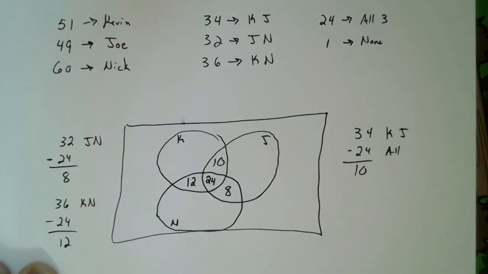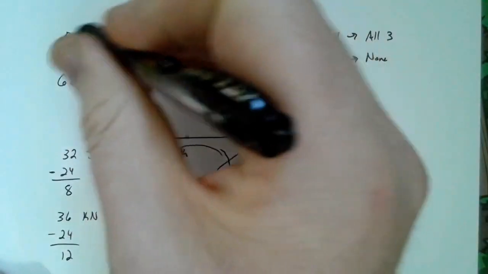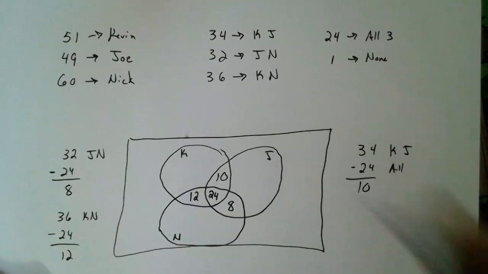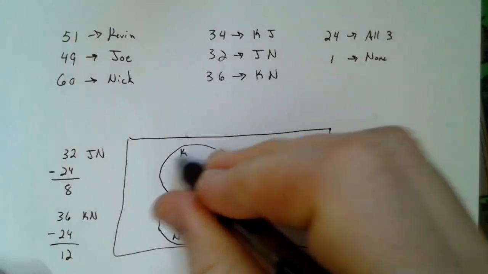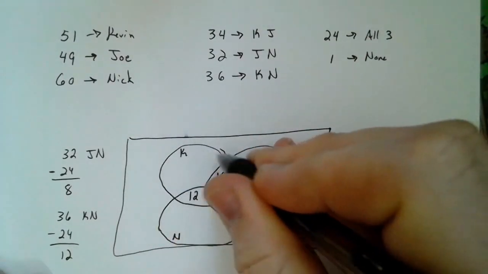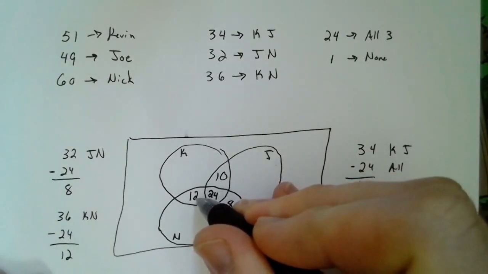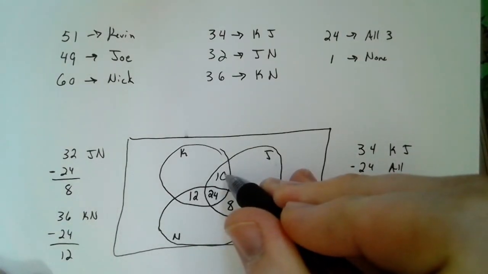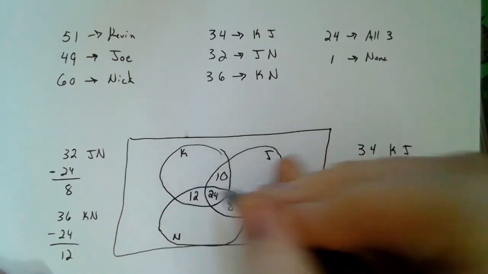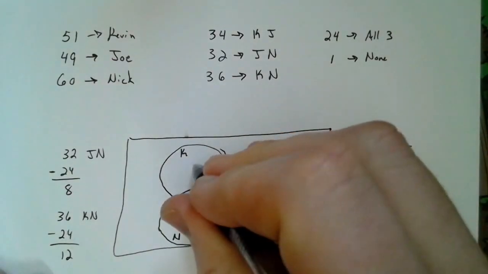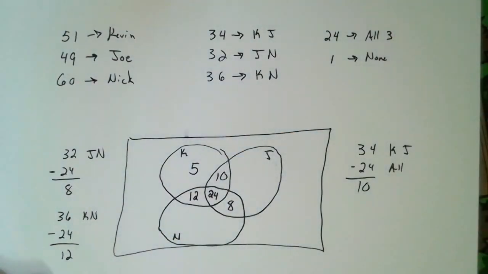Okay. Now, what we want to do here is focus on the large circles. So 51, 49, and 60, right? We're going to start with Kevin. There's supposed to be 51 in all of this circle, right? But if I look here, I've got 24 and 12 is 36, and 10 is 46, but there's supposed to be 51. So what that means is that there are 5 that solely admire Kevin, right?